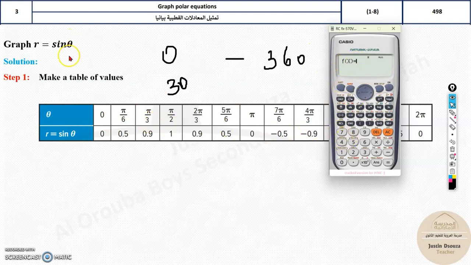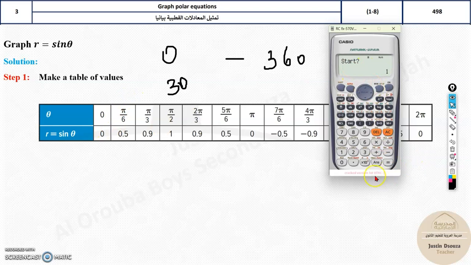Okay, what is the function you need to find the table of values for? It's sine theta, right? So put sine, there is no theta option, but there's x. So f of x is sine x. Then press equal to. We are dealing only with one equation, so ignore this. F of x is submitted, it's fine. G of x is nothing, press equal to again.